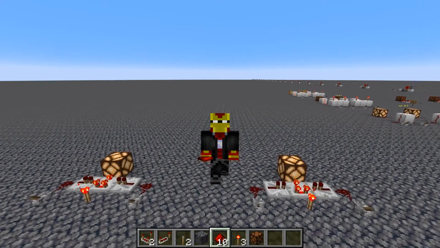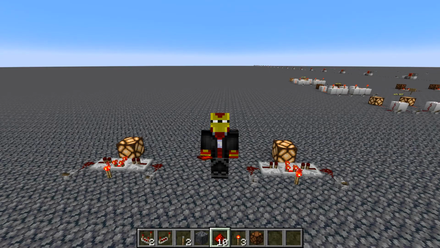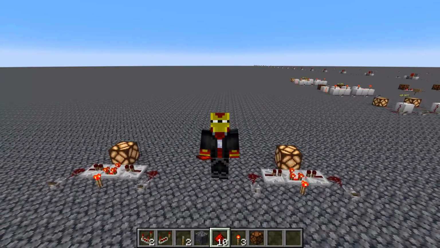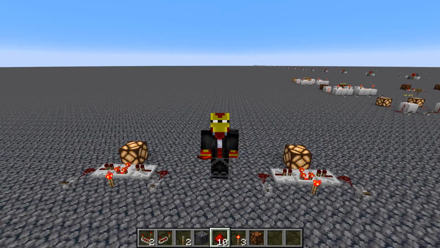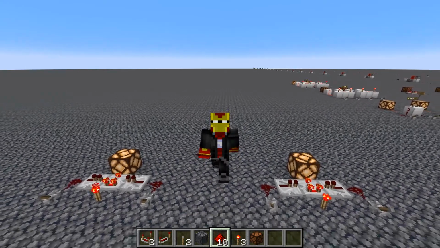Alright everyone, thank you for watching this quick redstone tutorial video. It's obviously not the smallest NOR gate that you can make, but it is another version that you can make in the game using redstone, using comparators and redstone torches and so on. But hopefully you learned something new within this video.